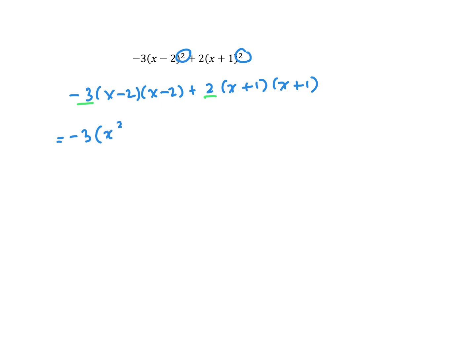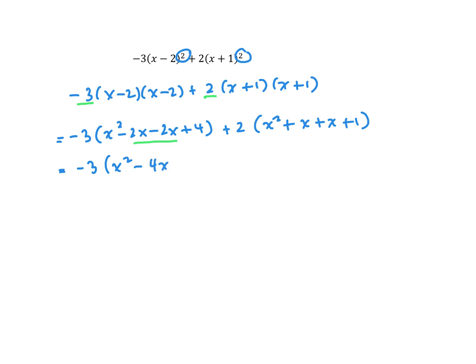So x times x, x times minus 2, minus 2 times x, minus 2 times minus 2 is positive 4. We'll leave the 2 to the end. x times x, x times 1, 1 times x, and 1 times 1. Then I'm going to clean up those brackets a little bit by collecting like terms. So there's some like terms there. We'll add those together.